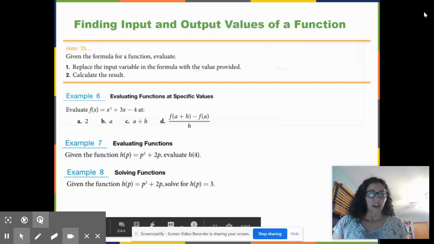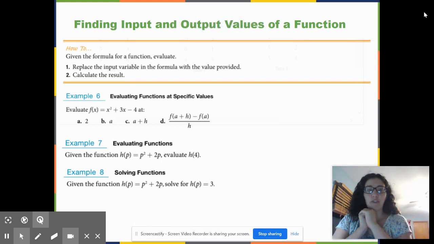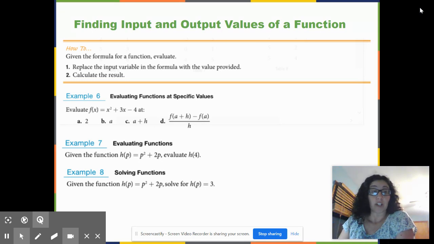Right. We are going to be talking about finding the input and output values of a function in the three representations. So using a formula, a table, and a graph. But first, if we have an equation, we're going to talk about evaluating and solving a function. Okay. So first, evaluate. Here it explains, given the formula for a function, evaluate.